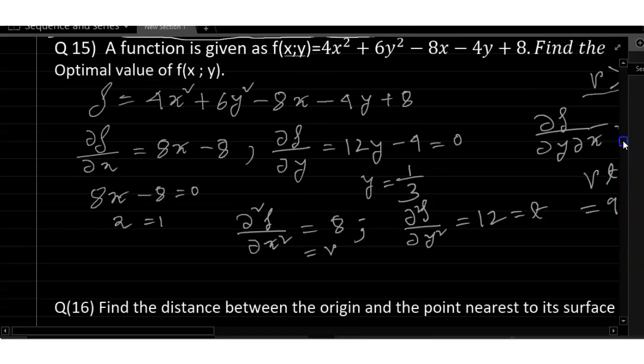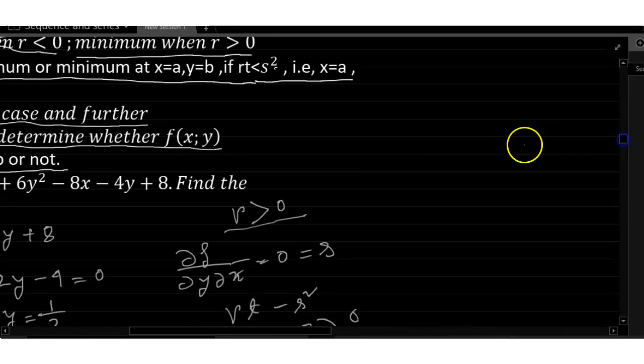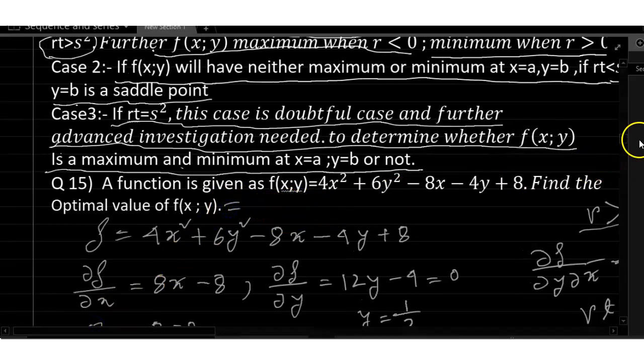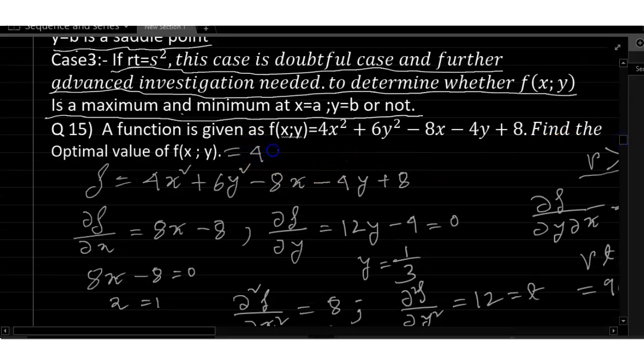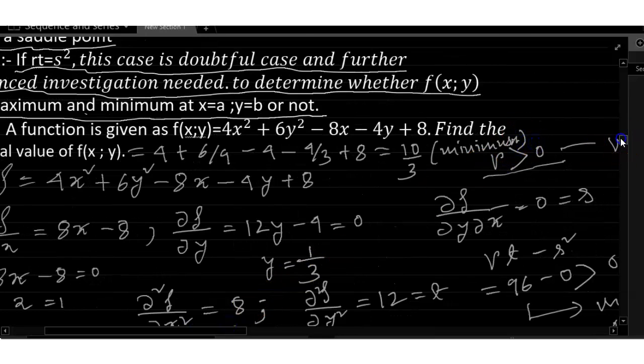We see that r is greater than 0, so a minimum value exists. So my optimal f(x,y) is equal to 4 plus 6 by 9 minus 4 minus 4 by 3 plus 8, which equals 10 by 3, which is the minimum.